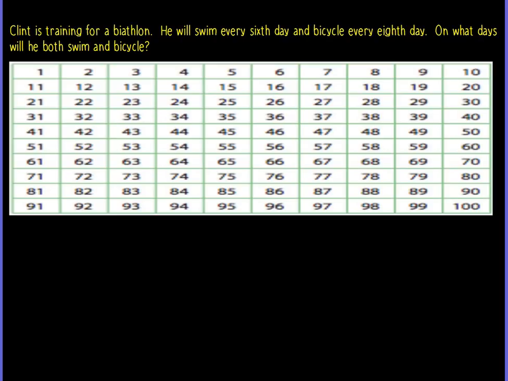So let's take a look at the least common multiple and what's happening and what it means. We have Clint, who's training for a biathlon, and he will swim every 6th day, and he'll bicycle every 8th day. We want to know on what days will he both swim and bicycle.